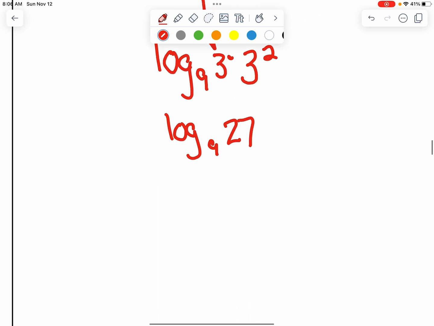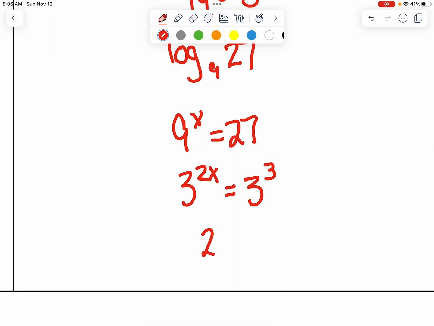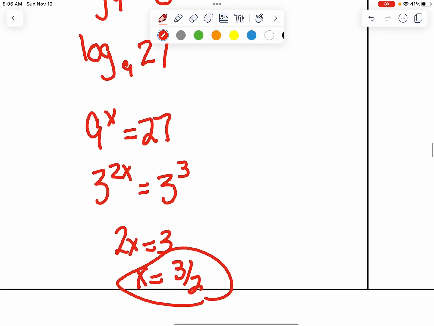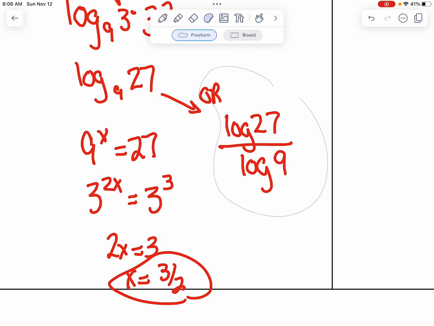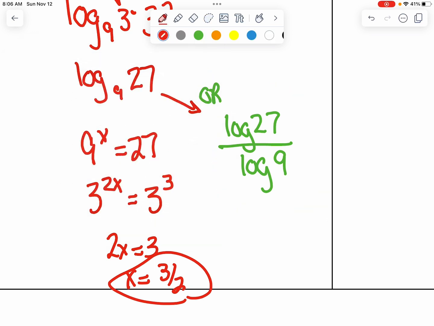And I think I just did this problem earlier today. 9 to what power is 27? Writing both as powers of 3, 3 to the second and 3 to the third, the x drops down: 2x equals 3, so x equals 3/2. Now, if you didn't like that, you could do log base 10 of 27 divided by log base 10 of 9. I'll change that to a different color so you know that is a different option. And you would end up getting 1.5, which is the same answer.